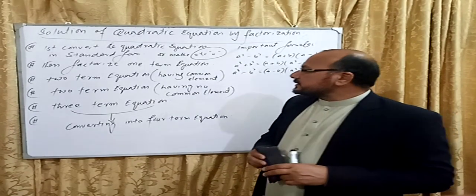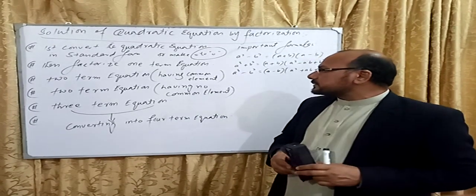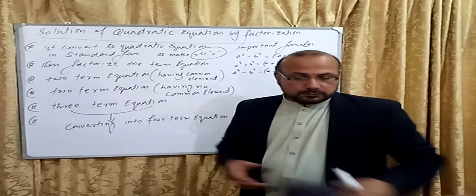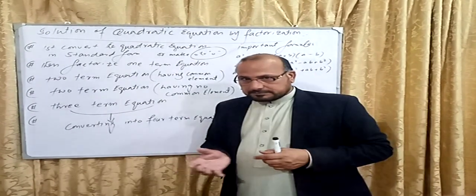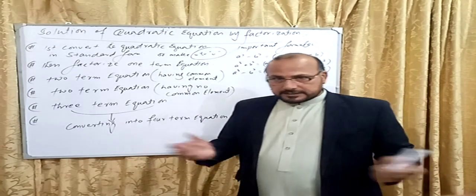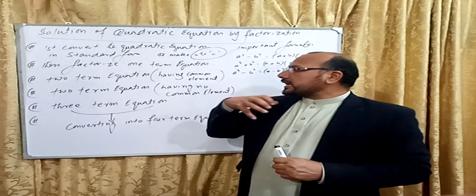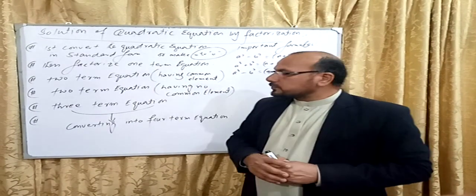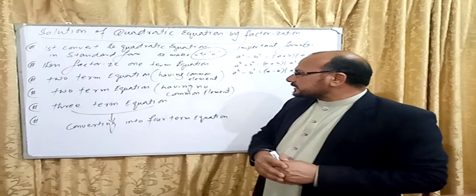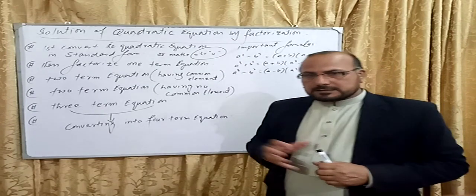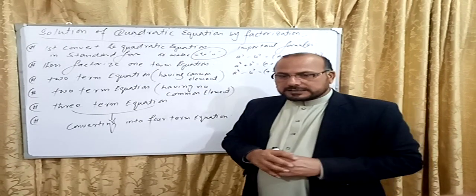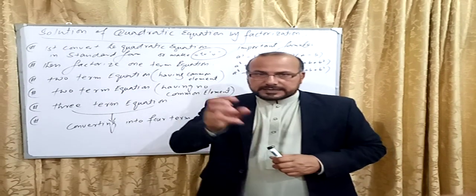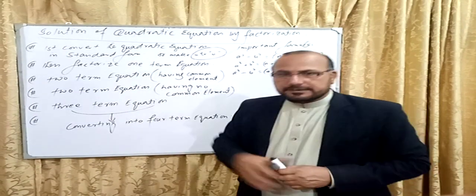The second step is then factorize the equation. You have to convert the one term equation in factorization form. In case we have two terms, we can convert the two terms equations into factorization form. But there are two conditions that we are facing. Sometimes in two terms expressions we have some common elements, and sometimes we don't have the common elements.